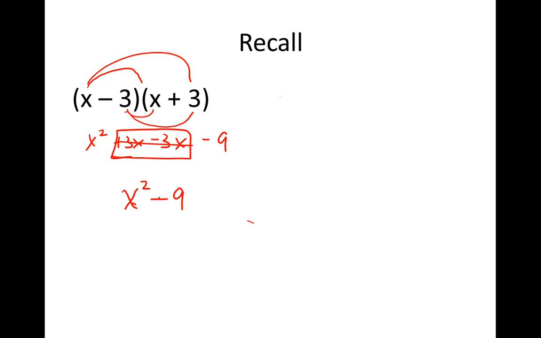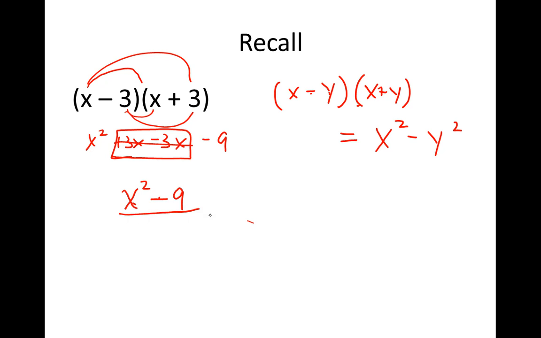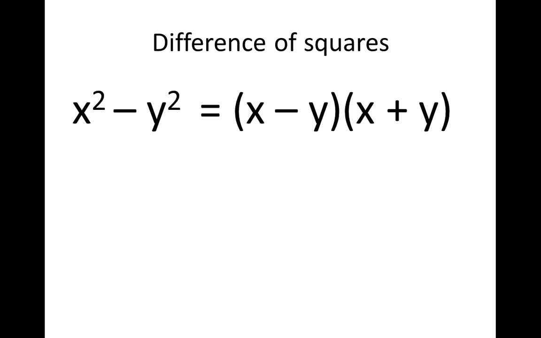Now we had mentioned that if we ever had something like x minus y times x plus y, that this was equal to x squared minus y squared. That wasn't hugely important then, because it was just a consequence of what happened. But now it will be important, because we're going to be given the x squared minus 9, and you just need to know that it's x minus 3, x plus 3. So the difference of squares: x squared minus y squared is x minus y times x plus y.